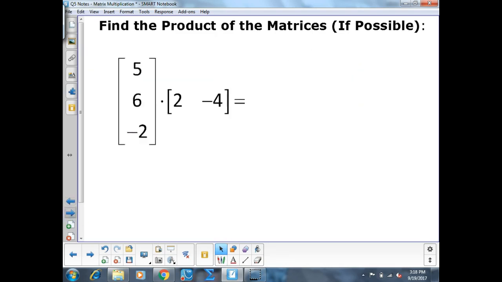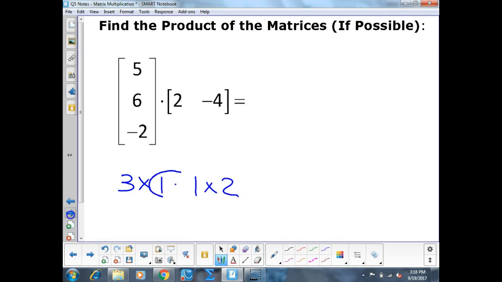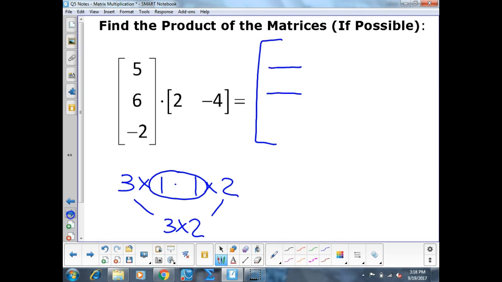Okay, if I look at this one, I want to find the size of the resultant matrix. So I have 3 rows by 1 column for the first matrix, and then I want to multiply it by a 1 by 2. So yes, it's possible, and my answer is going to be a 3 by 2 matrix. So this would have 3 rows and 2 columns.